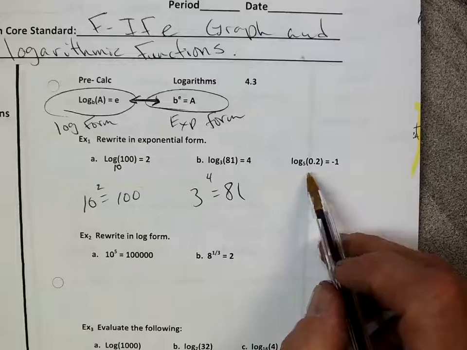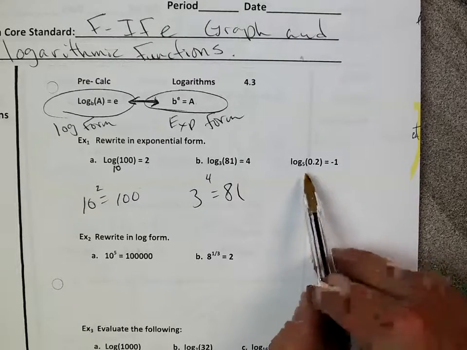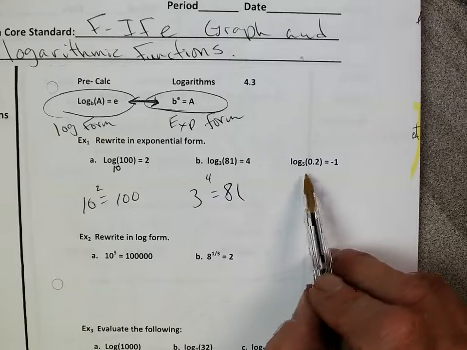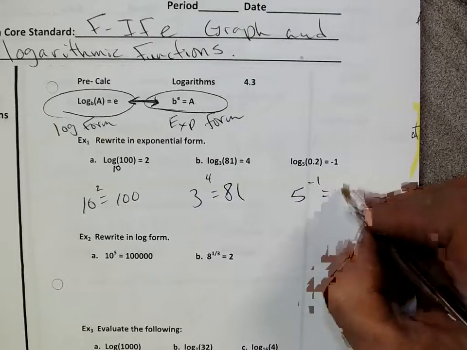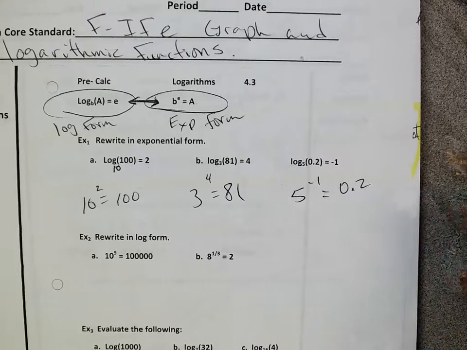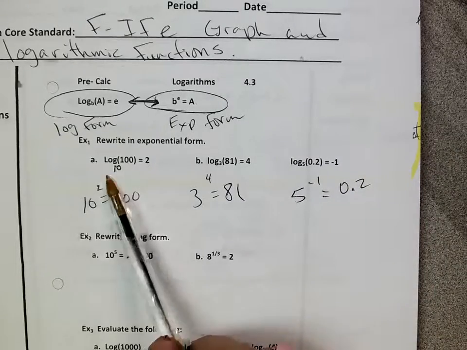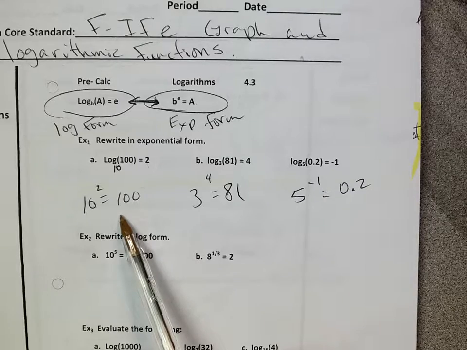How about the third one? What do you guys think? 5 to the negative 1 power equals 0.2. And that is true. That's what it is. It turns out to be 1/5. So you just changed from log form to exponential form. That's all we did. It's just doing the inverse of it, okay?